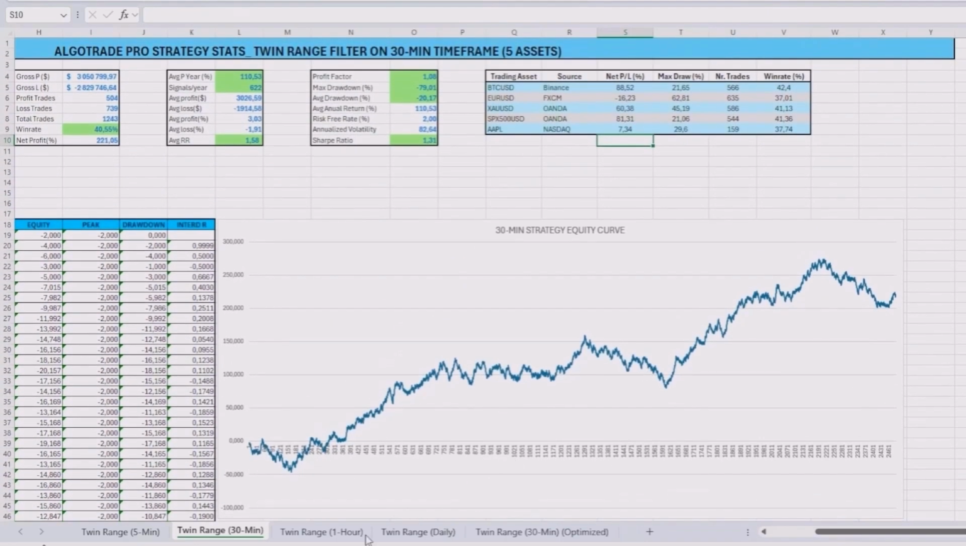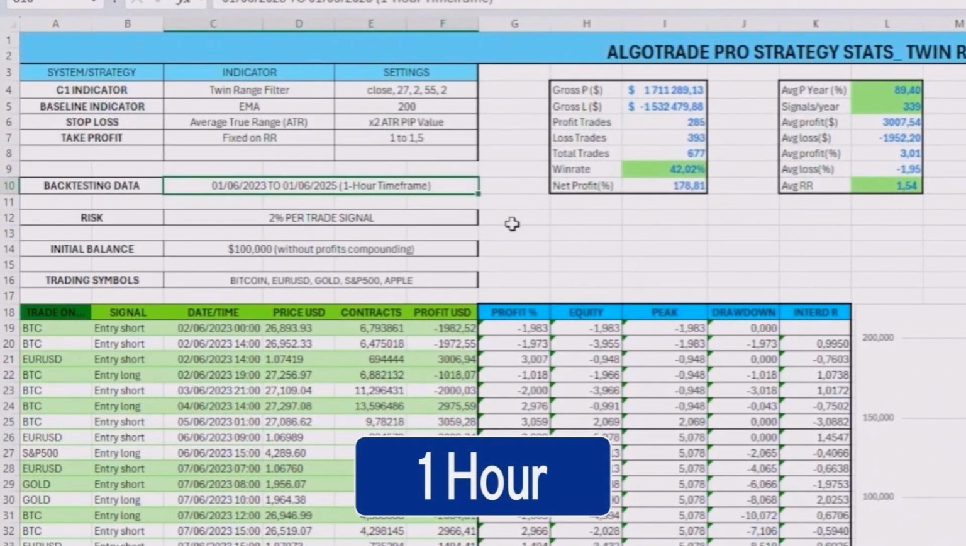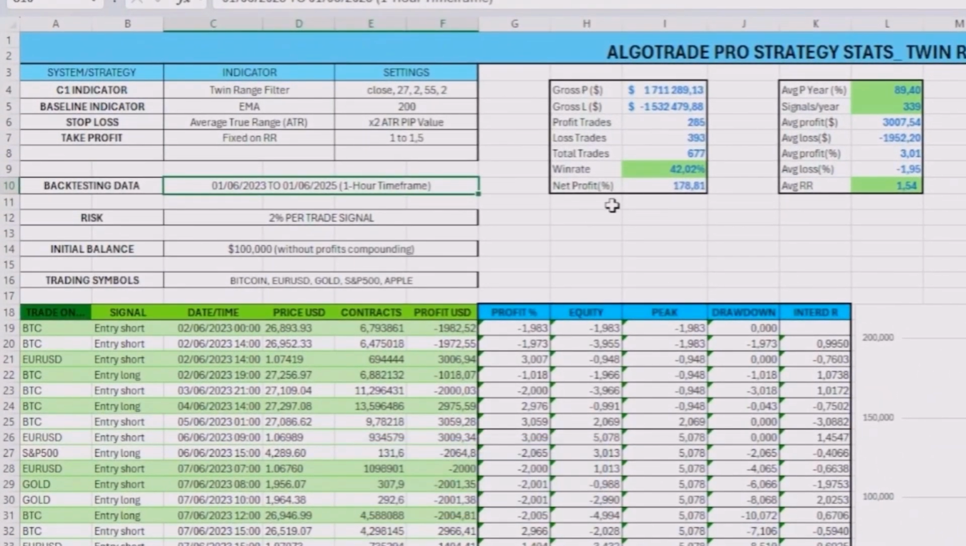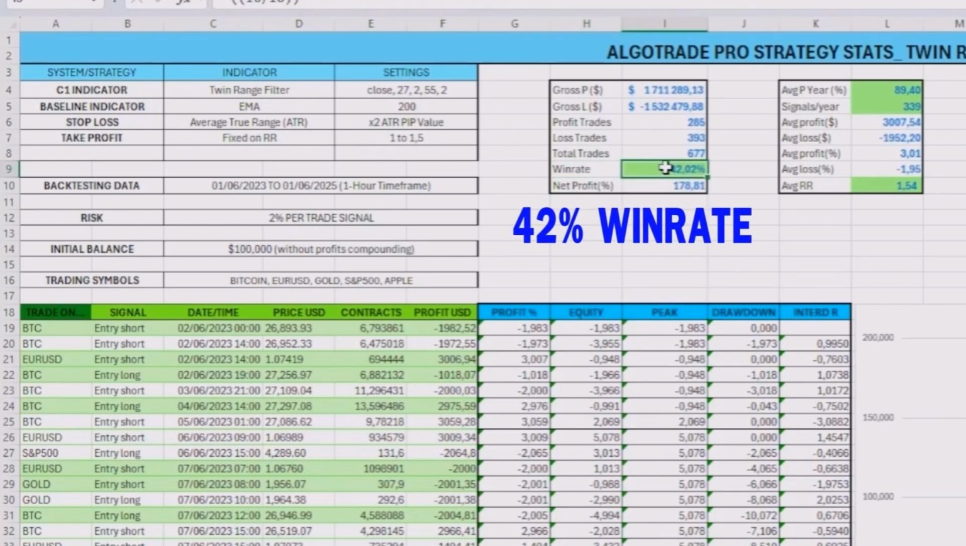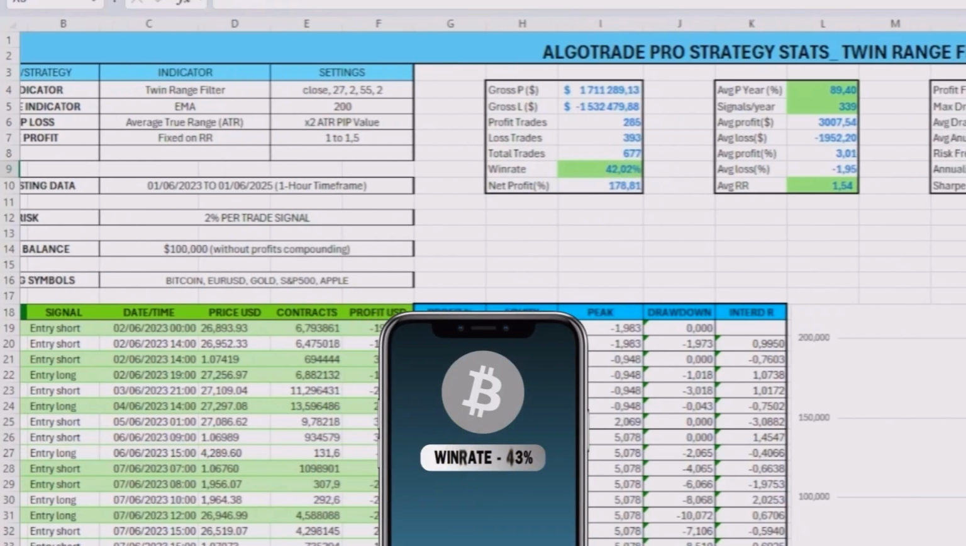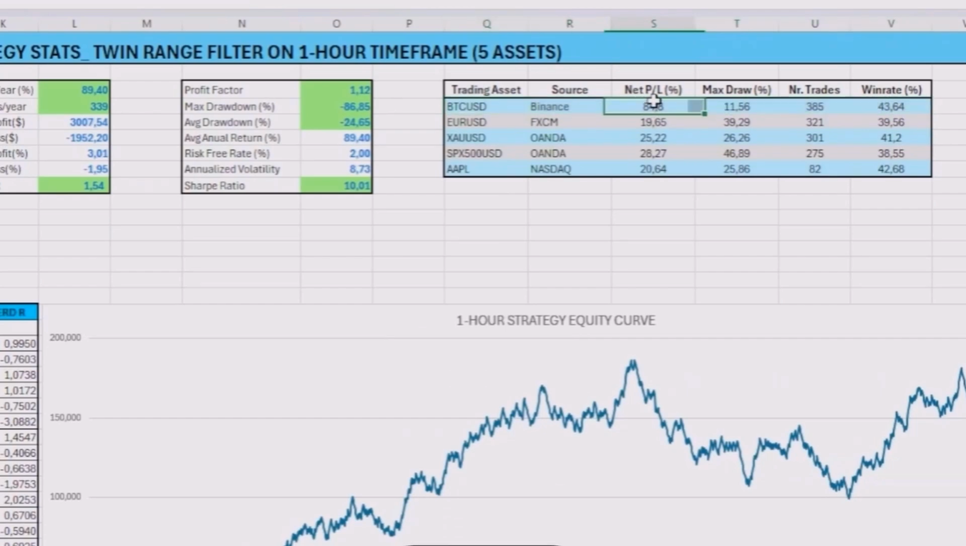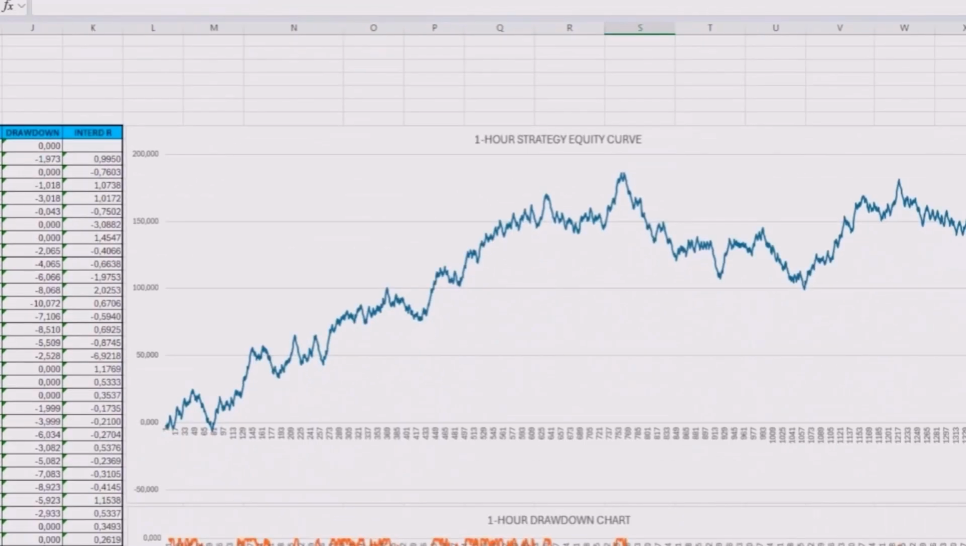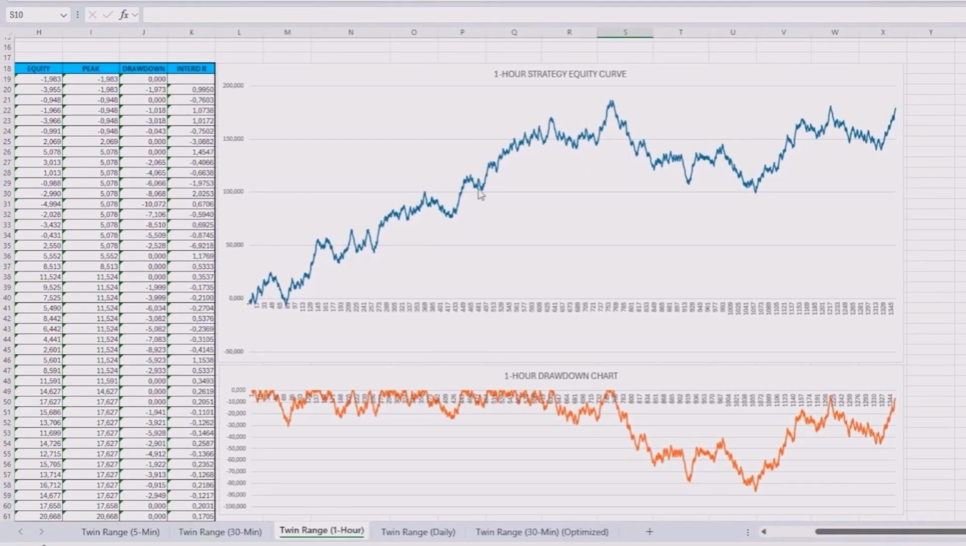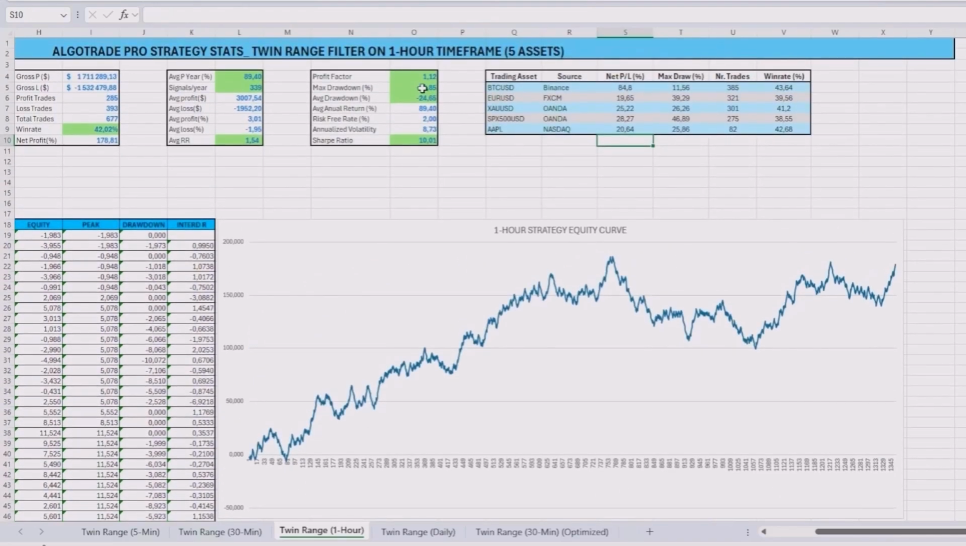Now let's talk about the 1 hour time frame, another strong performer. Here we have a net profit close to 180%, with a win rate increasing to 42%. Again, Bitcoin came out as the top performing asset, showing impressive consistency across all time frames. All 5 assets were profitable in this setup, and the equity curve is very strong. That said, there was still a max drawdown of 86%, which is something to be mindful of for risk-adjusted strategies.